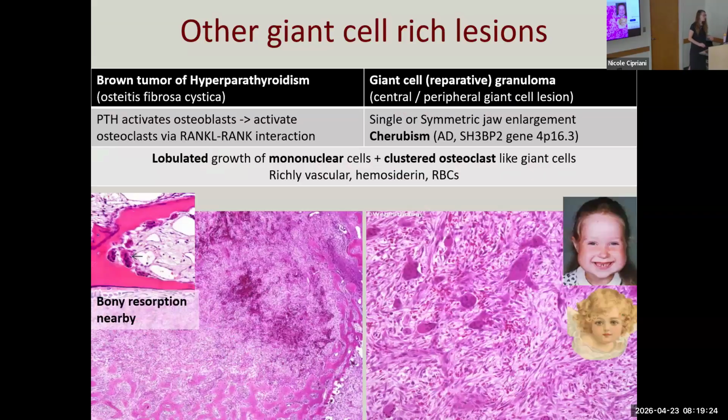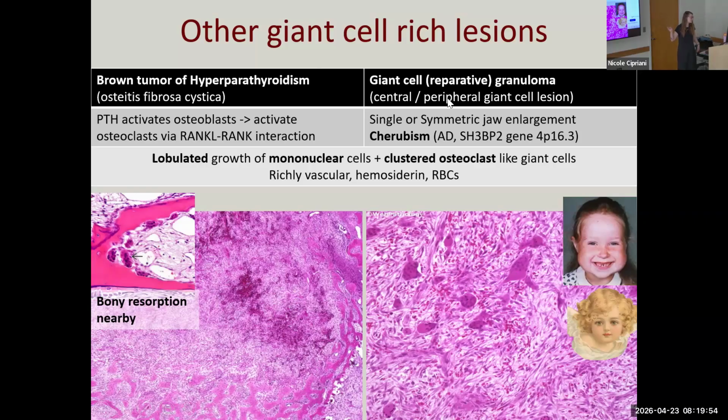Okay. Other giant cell rich lesions, we think about brown tumor of hyperparathyroidism, in which parathyroid hormone activates osteoblasts and osteoclasts. So in the adjacent bone, you'll see a ton of bony resorption if you're lucky enough to have adjacent bone. But the growth pattern of a brown tumor is very similar to that of a giant cell granuloma, sometimes in history called giant cell reparative granuloma.